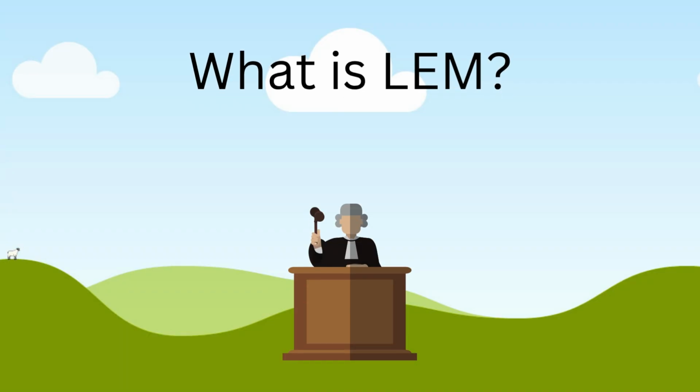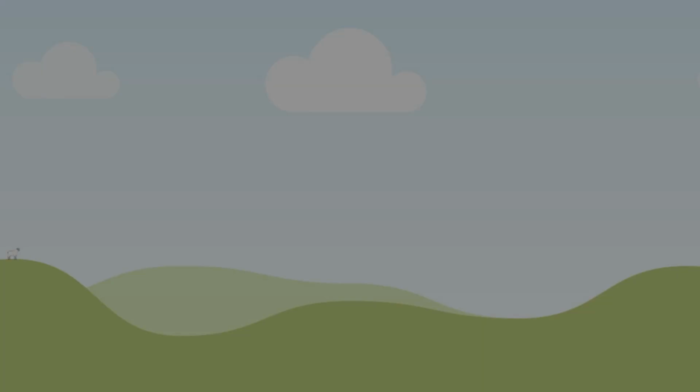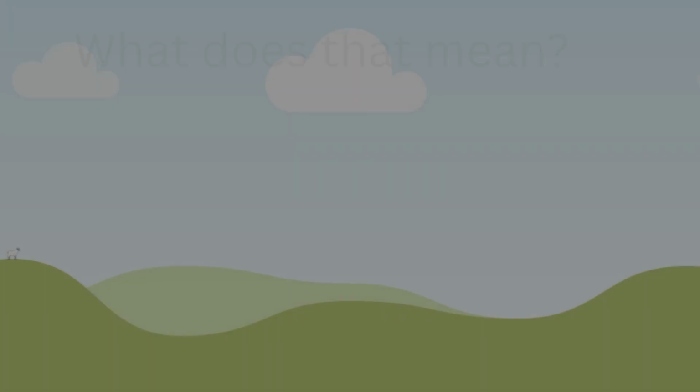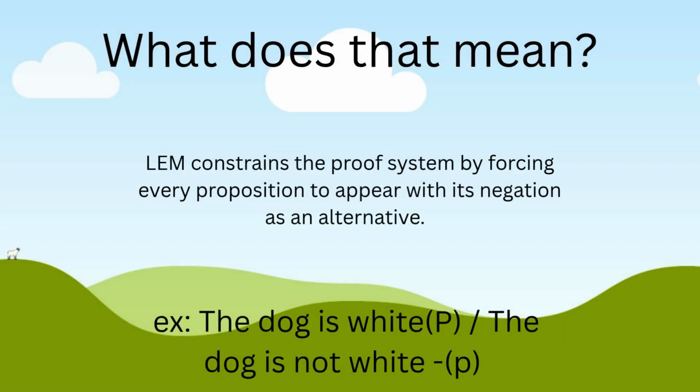So what is LEM? Well, LEM is a syntactic axiom. It is a law of logic, as many of you guys put it, colloquially speaking. And very simply, it is this. It says P disjunction negation P. That's all it is, right? It just tells you what you can write down, right?